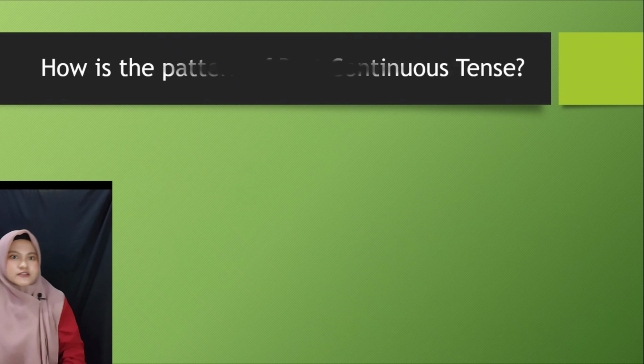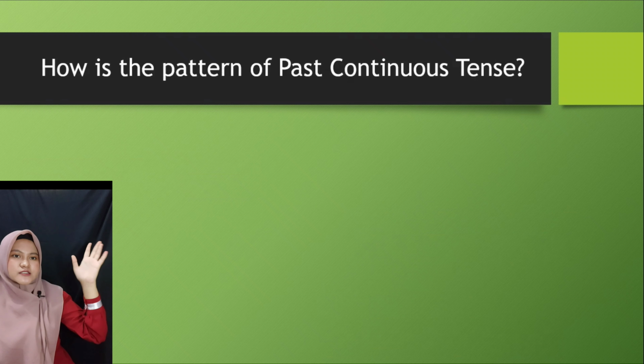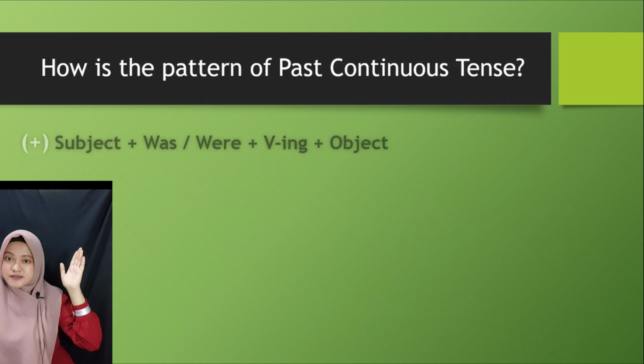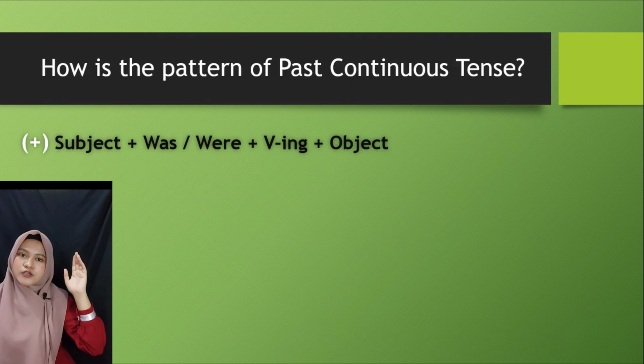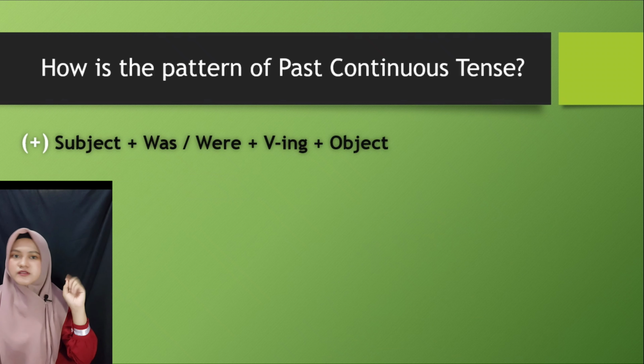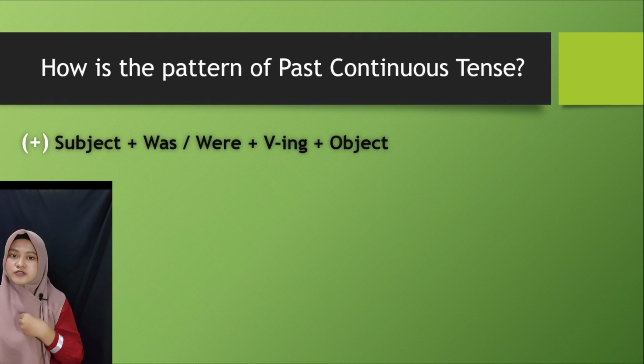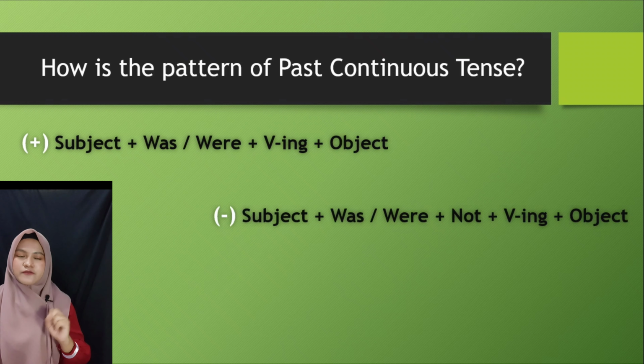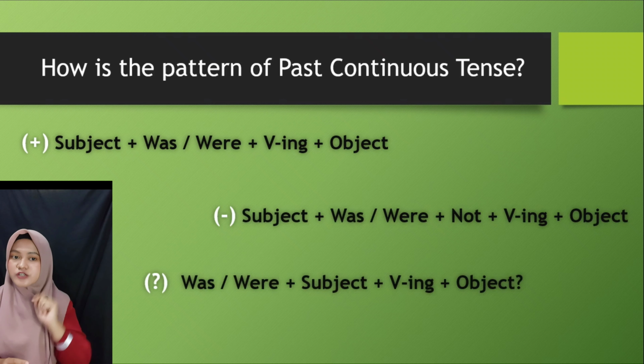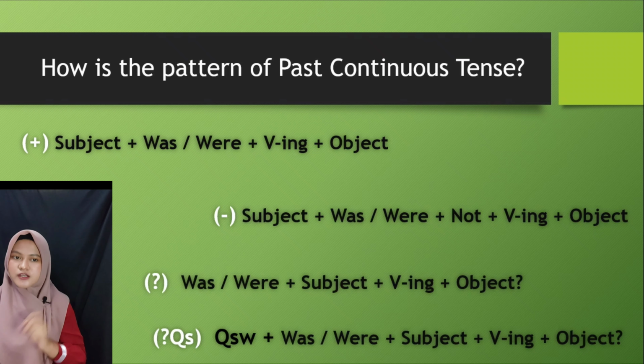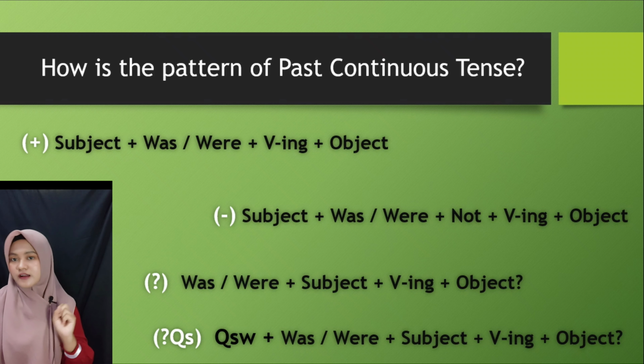Okay, first, what is the pattern of past continuous tense? For the positive, the pattern is subject, auxiliary was or were, verb ing, and object. The negative is subject, was or were not, verb ing, and object. The interrogative is was or were, subject, verb ing, and object. And for the question word, the pattern is question word, was or were, subject, verb ing, and object.